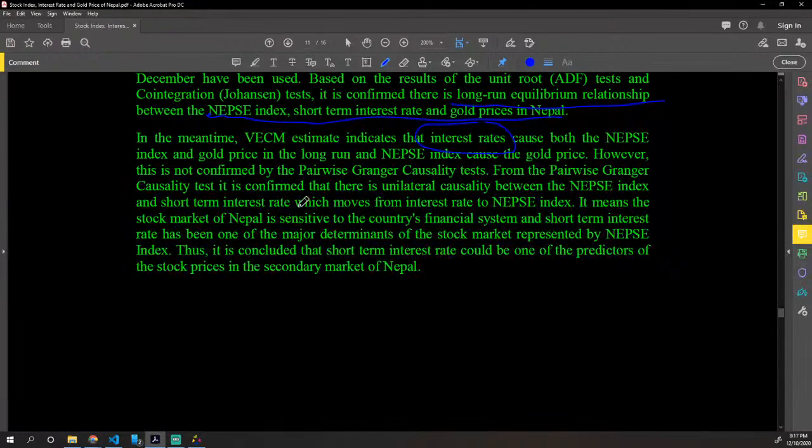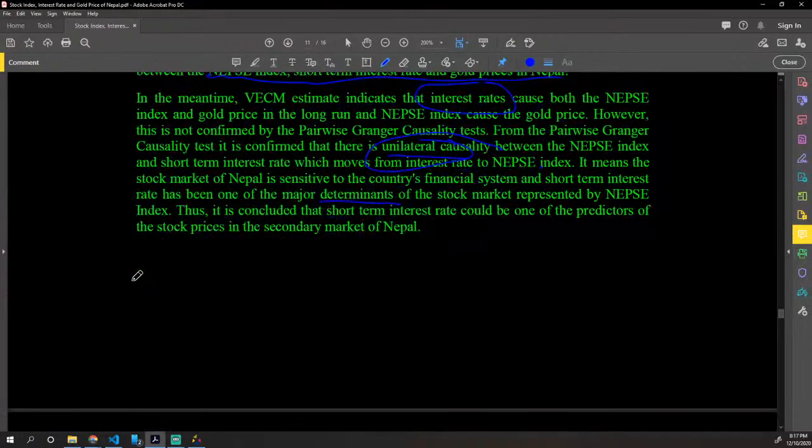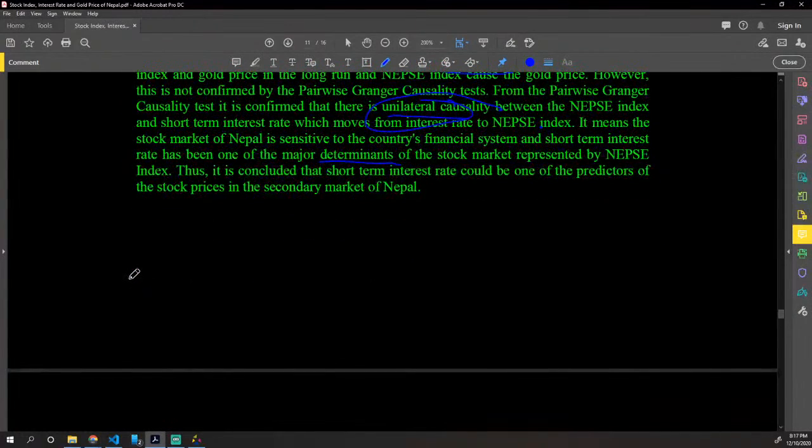However, it is not confirmed by the pairwise Granger causality test. From the pairwise Granger test, it is confirmed that there is unilateral causality between the NEPSE index and short-term interest rate, which moves from interest rate to the NEPSE index. It means the stock market of Nepal is sensitive to the country's financial system, and short-term interest rate is one of the major determinants of the stock market represented by the NEPSE index. Thus it is concluded that short-term interest rate could be one of the predictors of stock prices in the secondary market of Nepal.